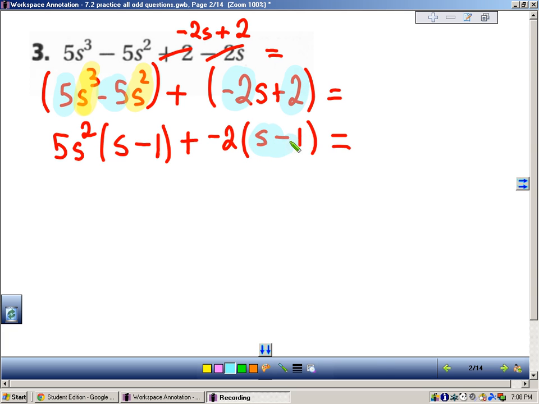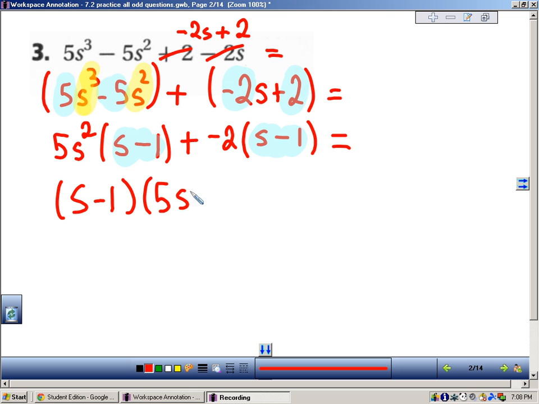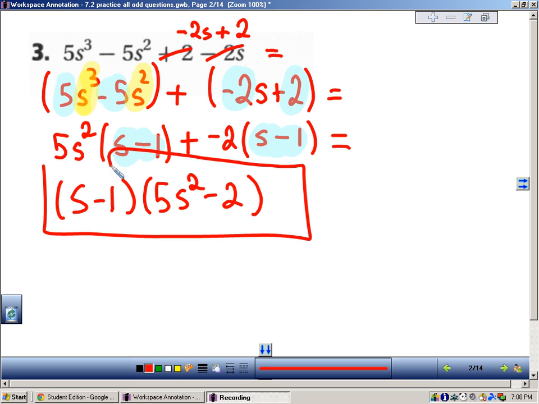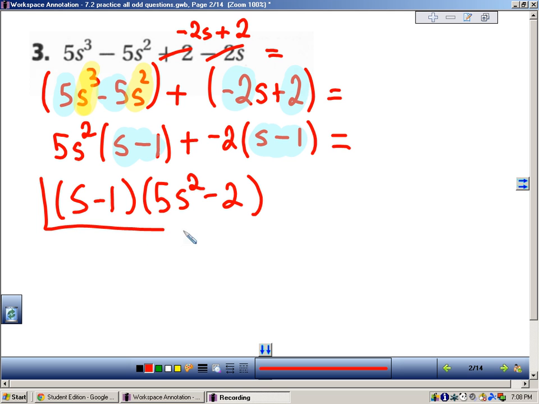Are there common factors within these two new terms? Yes, s minus 1. So factor that. And what remains is 5s squared plus negative 2, which is equivalent to saying minus 2. All right, moving on. Next question. Keep up.